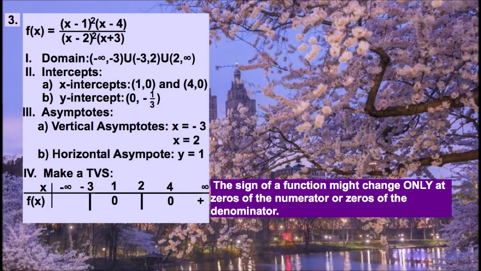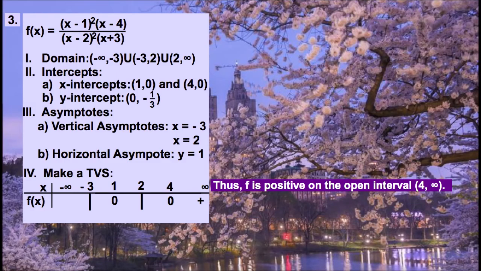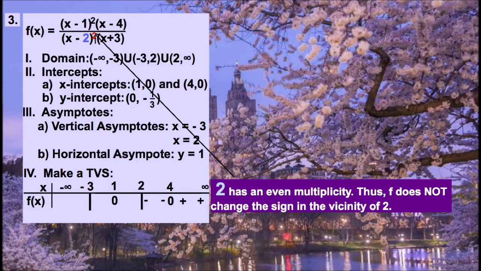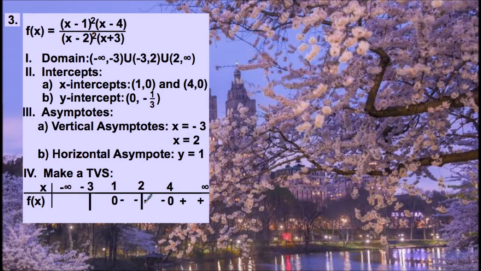The sign of a function might change only at the zeros of the numerator or zeros of the denominator. Thus, f is positive on the open interval 4 infinity. 4 has an odd multiplicity, thus f changes the sign in the vicinity of 4 from positive to negative. 2 has an even multiplicity because of the square, thus f does not change the sign in the vicinity of 2 and continues to be negative.